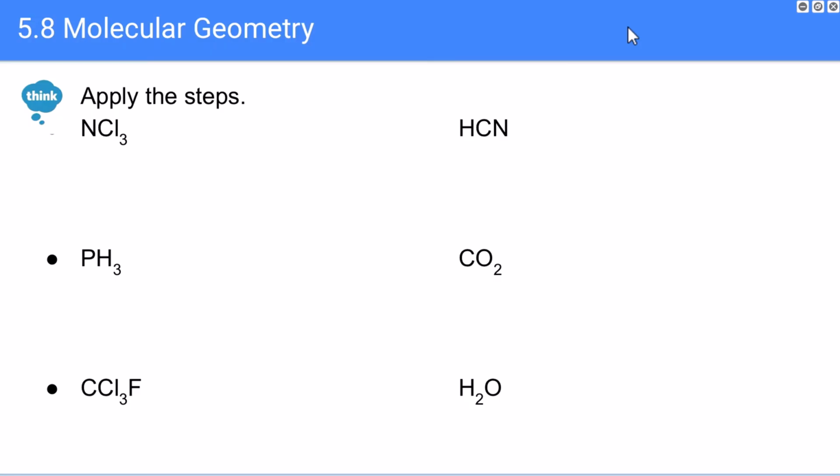All right, so I'm going to briefly draw out these Lewis dot structures, and then we're going to utilize the information we looked at previously to determine the geometry. Again, if you have a geometry sheet handy, it would be very, very helpful with all of this.